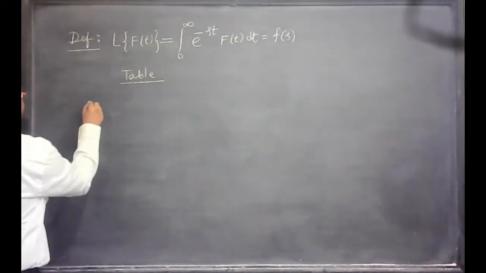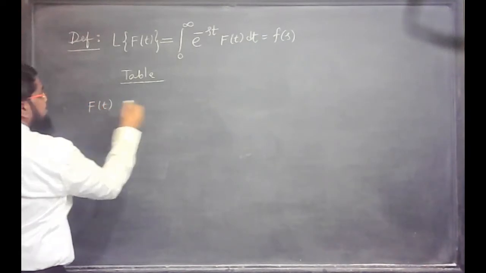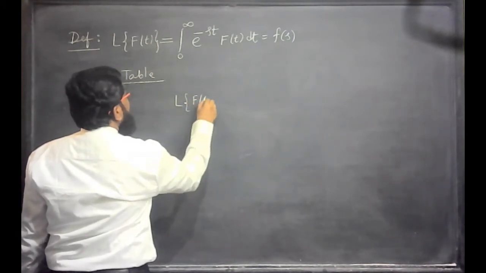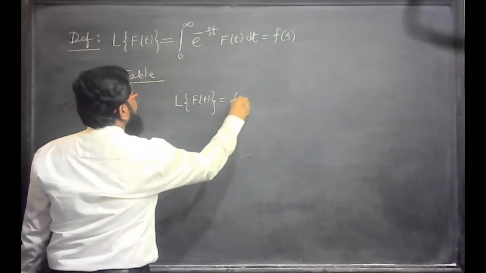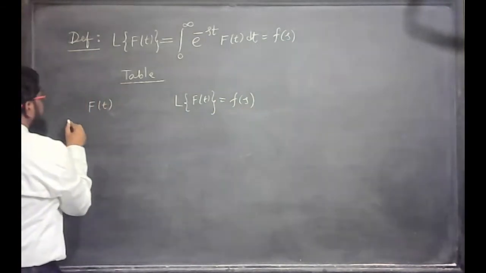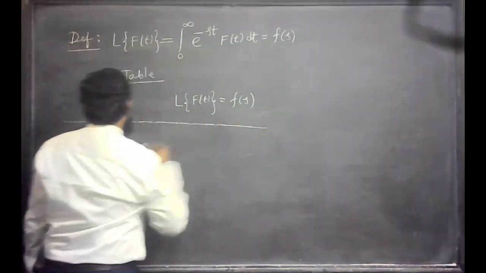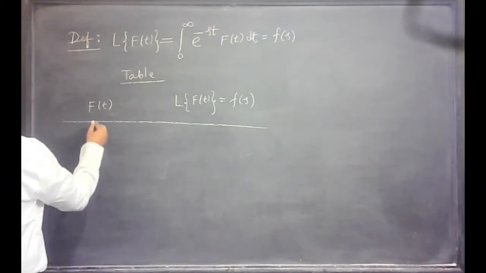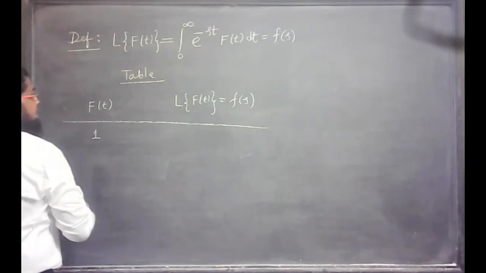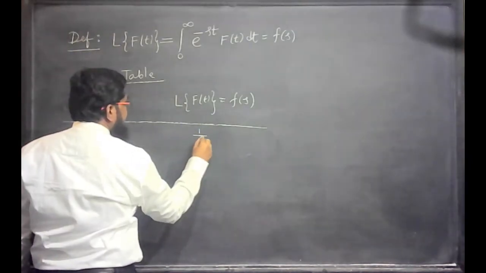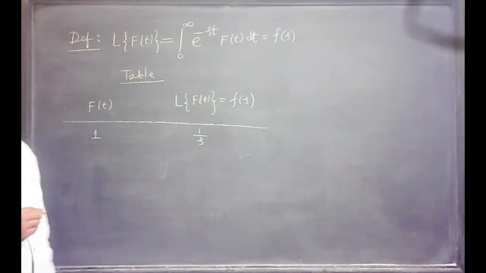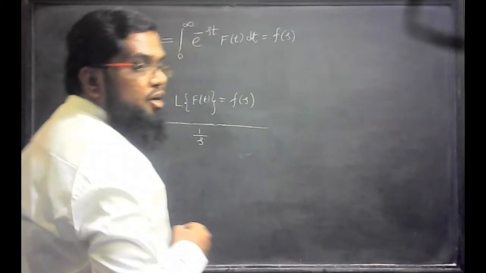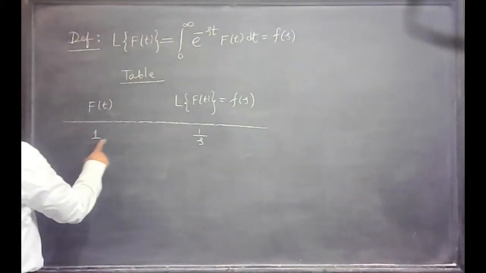Where f of t is given, we need to find the Laplace transformation of that function f of t, which we write as f of s. Take some functions. First I'll take the function 1. What is the Laplace transformation of 1? The answer comes as 1 by s. Remember s is a parameter. Some books take p as the parameter, but I'm taking s as the parameter. Laplace transformation of 1 is 1 by s.